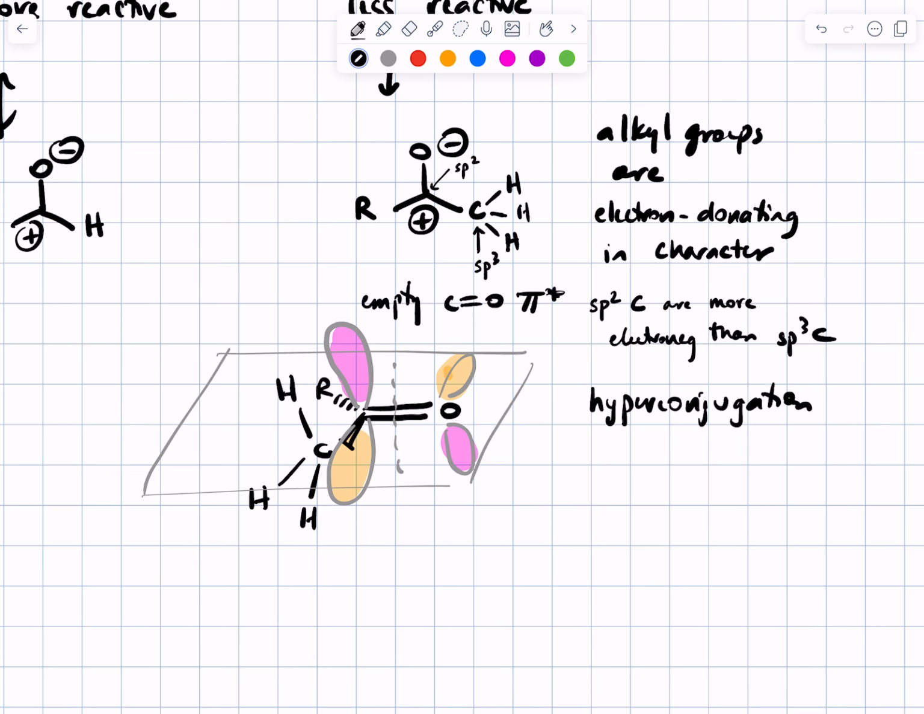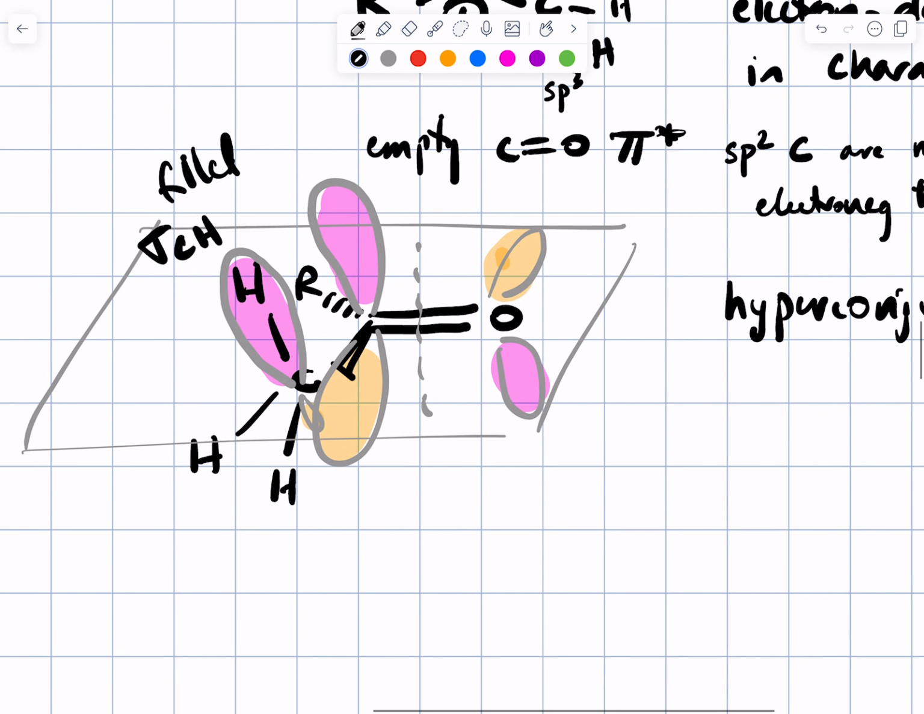Adjacent to that empty carbon-oxygen pi star, I have carbon-hydrogen bonds. What I'm drawing for you now is the filled carbon-hydrogen sigma bond that's adjacent to the carbonyl carbon. When you have a filled orbital in a molecule that's adjacent to an empty orbital, the electrons in the filled orbital can spread out slightly into the empty orbital, and electron delocalization is always favorable. So that makes the molecule more stable. It also makes the carbonyl carbon less electron poor.